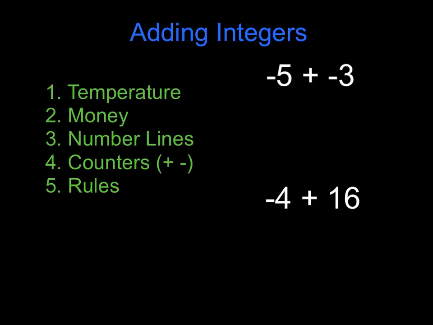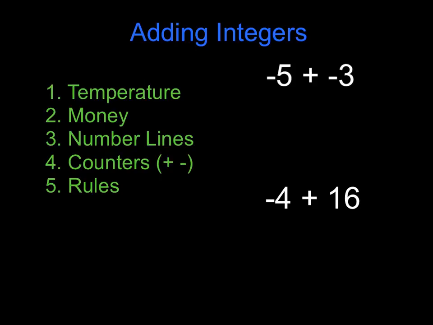For example, -5 plus -3. If you think about that in terms of temperature, that would mean that the temperature starts at 5 degrees below zero and increases by -3 degrees. You'll never hear anyone talk about that, so temperature would not be a good one to use for this problem.